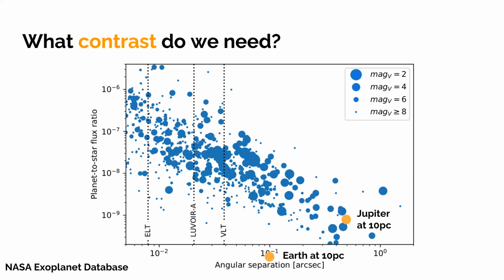So normal Jupiters, hot Jupiters, are all at the 10⁻⁷, 10⁻⁸, 10⁻⁹ level. Our Jupiter would be a 10⁻⁹ planet at 10 parsecs, and Earth would be a little bit closer in at 0.1 arcseconds, really at the 10⁻¹⁰ level. So that's how deep we need to go.